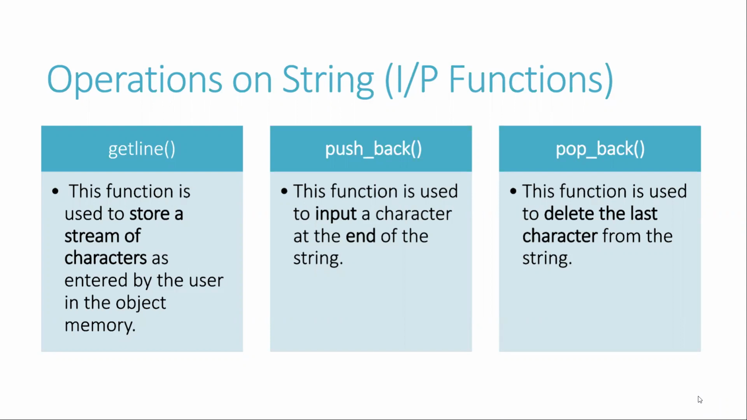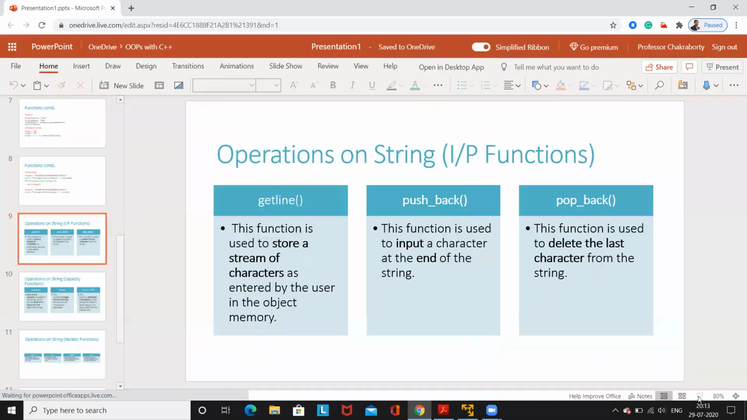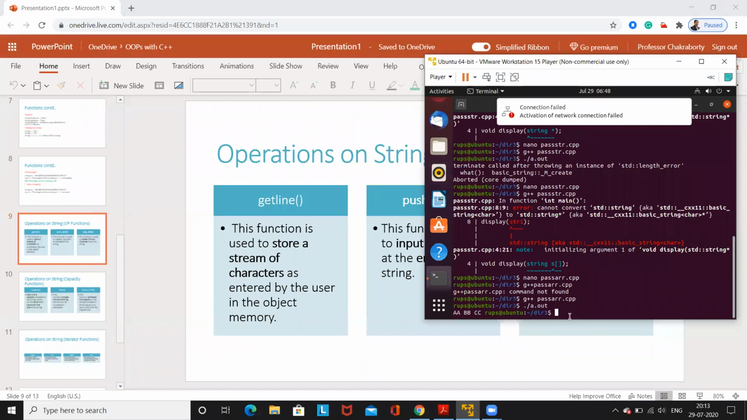The first one is getline. The getline function is used to store a stream of characters as entered by the user in the object memory. So it is used for taking the input. Push_back is used to input a character at the end of the string, and pop_back is used to delete the last character from the string. In these input functions there is a list of three functions: getline, push_back, and pop_back. So just see the example.